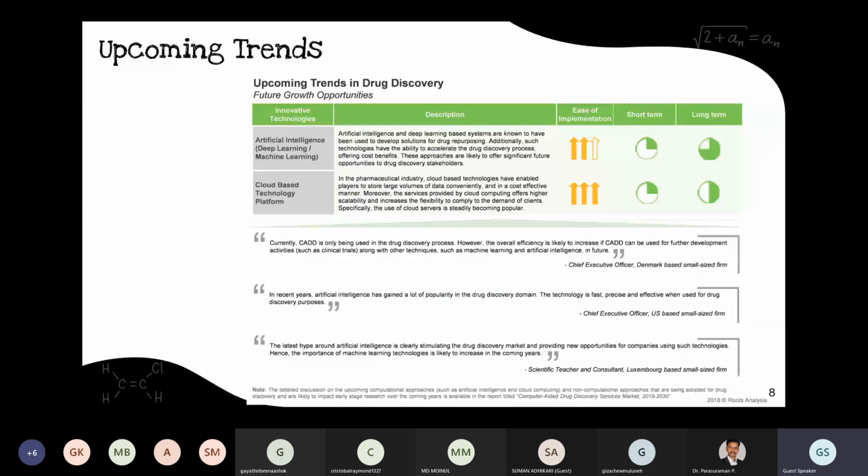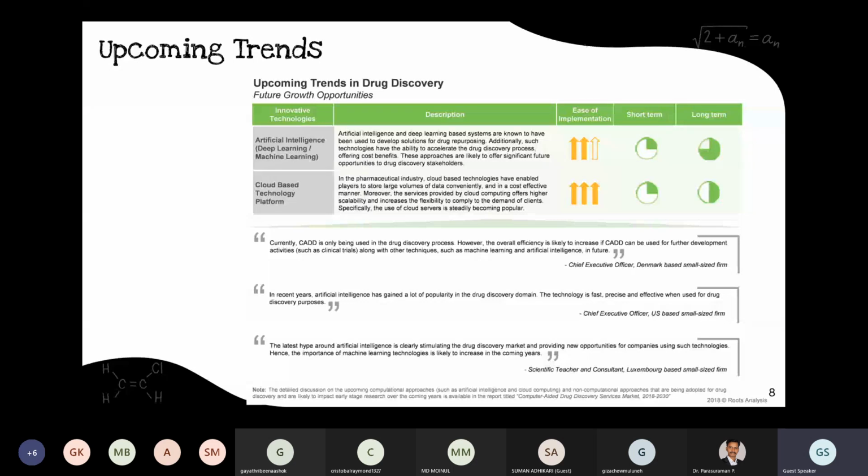Upcoming trends: artificial intelligence. Now, during these 2 day sessions, we mostly discussed statistics, Python, and a bit of machine learning. We did not touch deep learning. Of course, we will not touch it. Deep learning is something much more advanced. Unless you're a master in Python programming as well as machine learning, deep learning will be a bit difficult because, as I told you, it's a black box. And you can see the ease of implementation is also not that great because it has its own difficulties. In the short term it is difficult, and in the long term, of course, it will be very helpful.